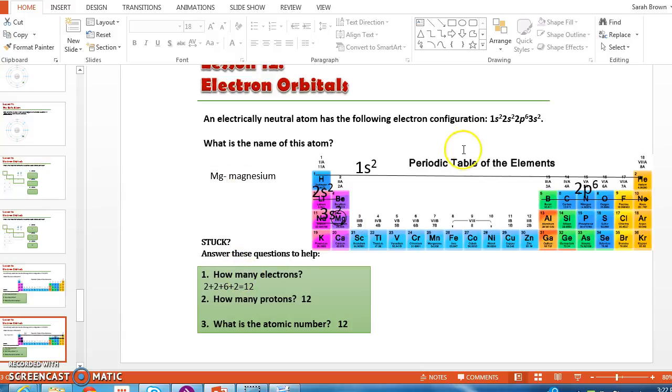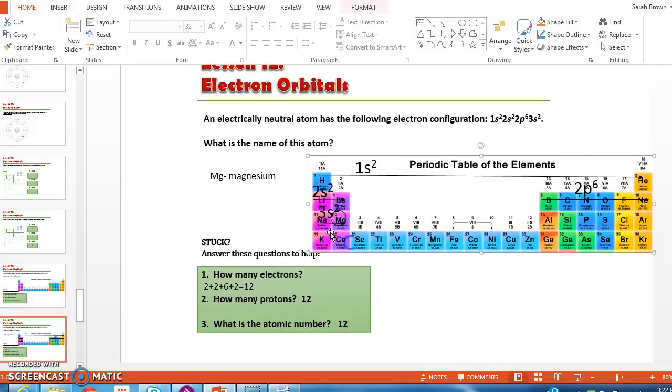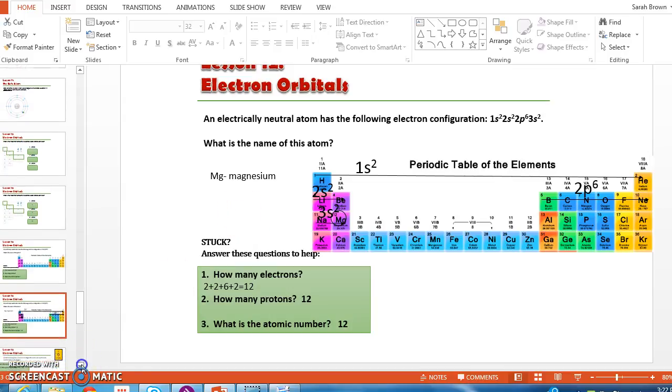Or you can look at how many electrons. To find the number of electrons, you just add the small numbers up here. So 2 plus 2 plus 6 plus 2. 2 and 2 is 4, plus 6 is 10, plus 2 is 12. So if you look at the number above magnesium, I know it's hard to see on here, but it's a 12. Let me move that down. There, you can see it now. So it's a 12. So that would be magnesium.